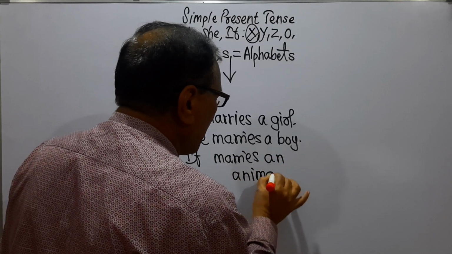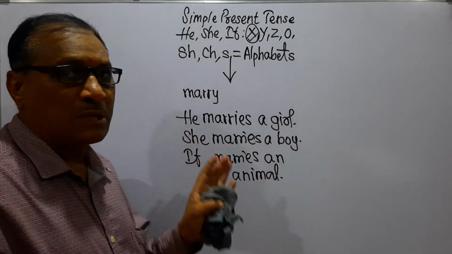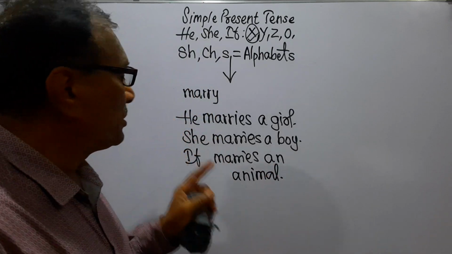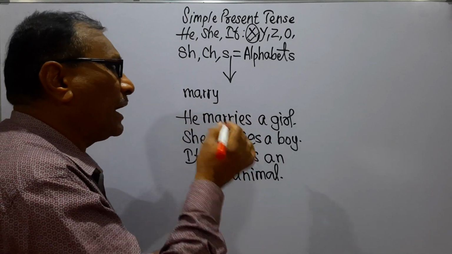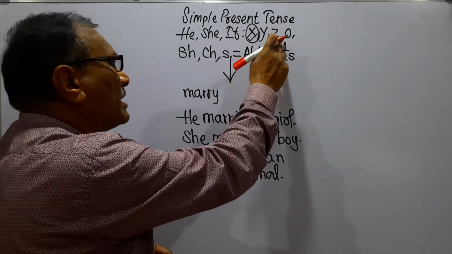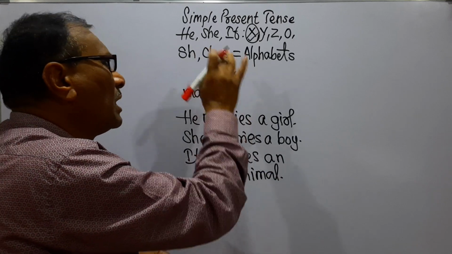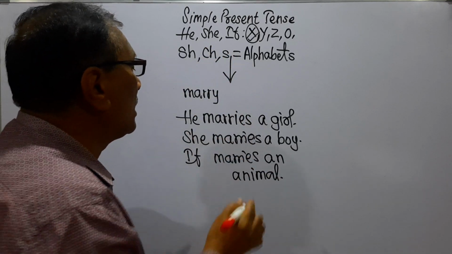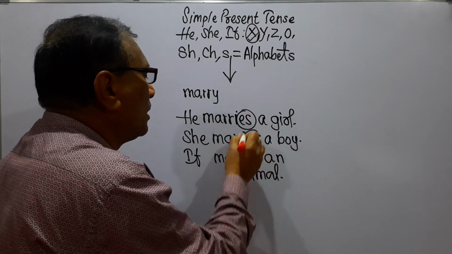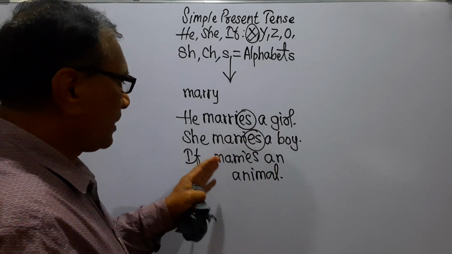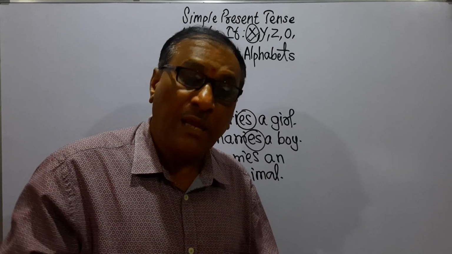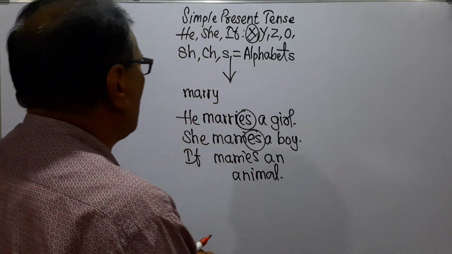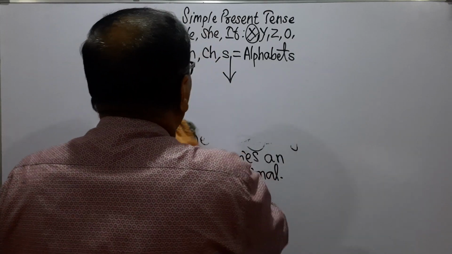Remember, my point is that when the subjects are he, she, it, and when the verbs end with X, Y, Z, O, S, C, H, then we can use the ES suffix with the verb. ES means we use the ES suffix. That is the important point I want to tell you.